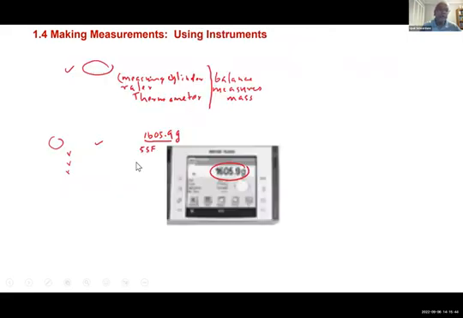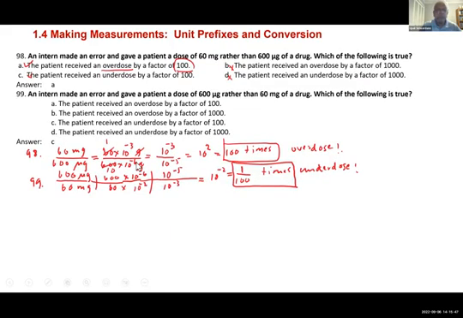If you do it the other way around, you end up with negative 2. That's the underdose. So the answer to that is C, a factor of 1,000 times underdose. Overdose means more, by a factor of 10,000 times or 100 times. Underdose is when you give less, 100 times less.